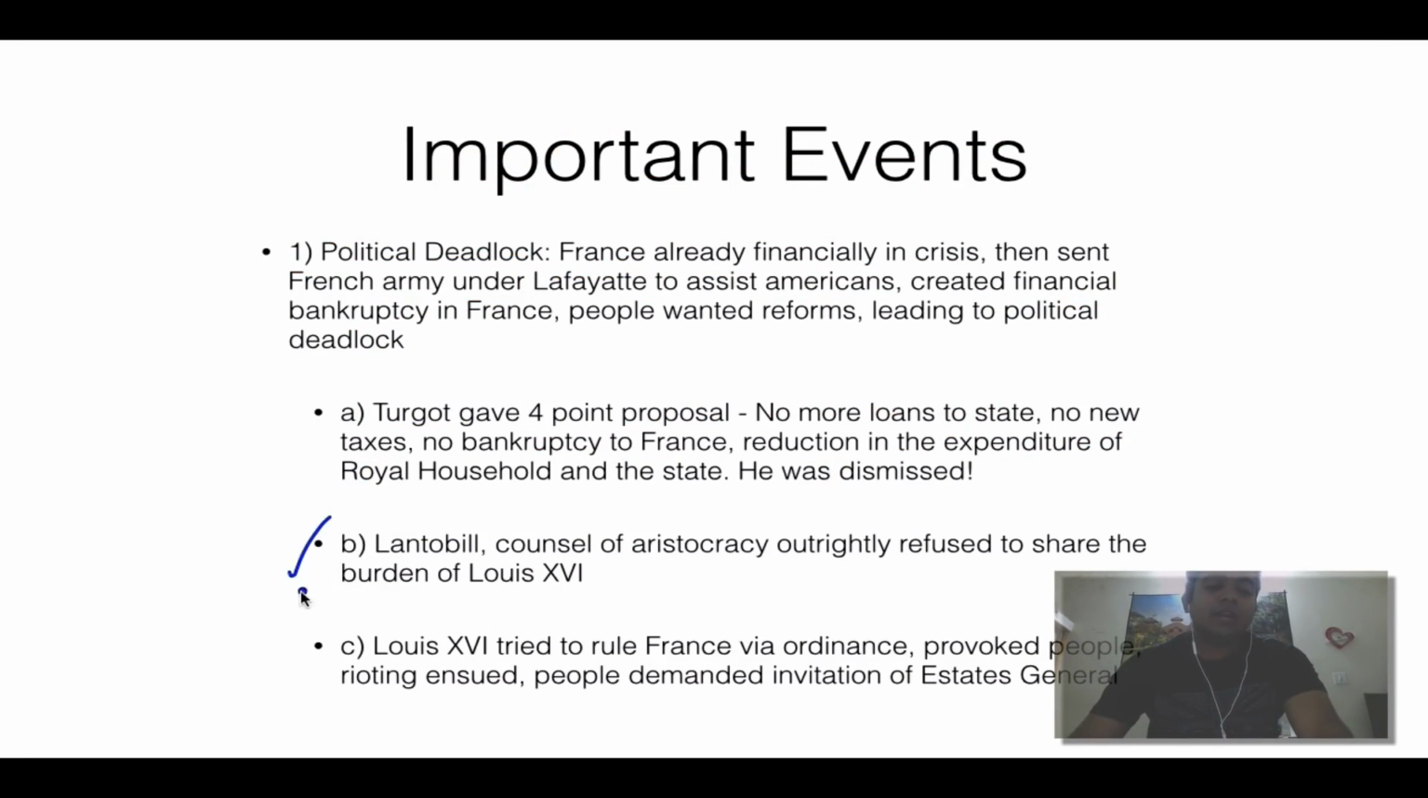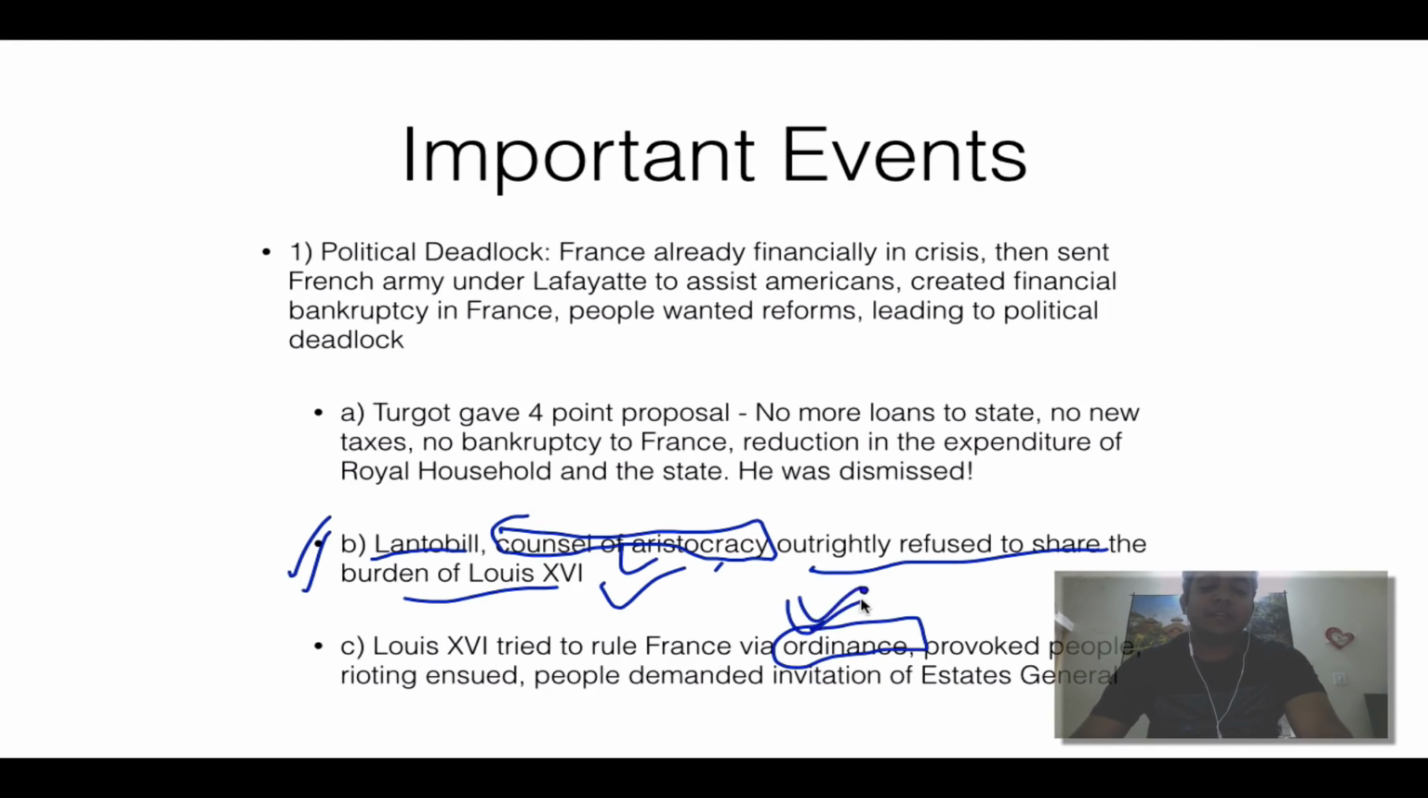Then we had the Lento Bill. Lento Bill was a council of aristocracy. Louis XVI begged them, please sir, repay our loan, but they outrightly refused to share the burden of Louis XVI also. So Louis XVI, frustrated by Turgot and Lento Bill, what did he do? He tried to rule France by ordinance, as many ordinances are passed in India also. So that provoked people. The rioting ensued, and people demanded the invitation of the Estates General.